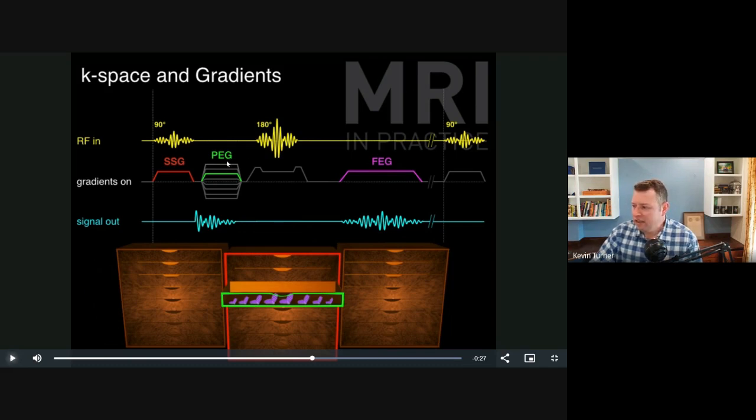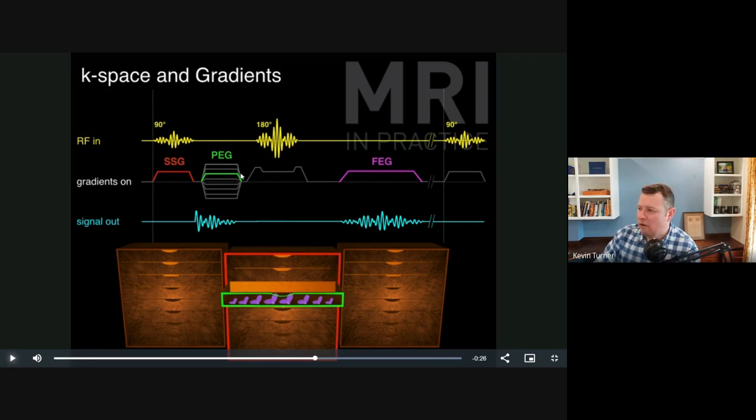So for this phase encoding gradient, there's one strength for every row in K space. But each of these is going to be applied to each K space, because I have to fill up drawers 1, 2, 3, 4, 5, 6, 7, 8 in slice 1. Then I've got to fill up drawers 1, 2, 3, 4, 5, 6, 7, 8 in slice 2, and so on and so forth.